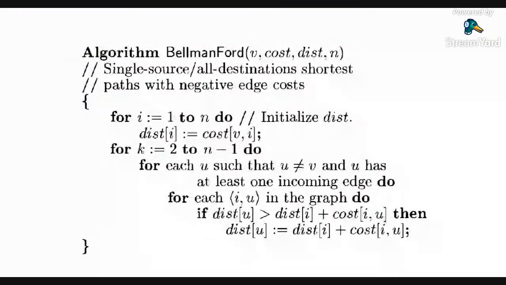This is running from 1 to n. So the time complexity of this construct is order of n. The k loop is running from 2 to n minus 1 times. 2 to n minus 1 means n minus 2 times. Okay, so approximately you can say that it is running k times.